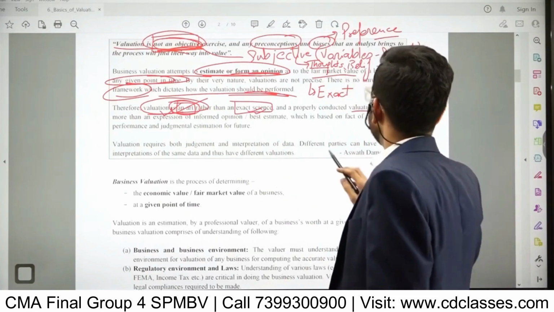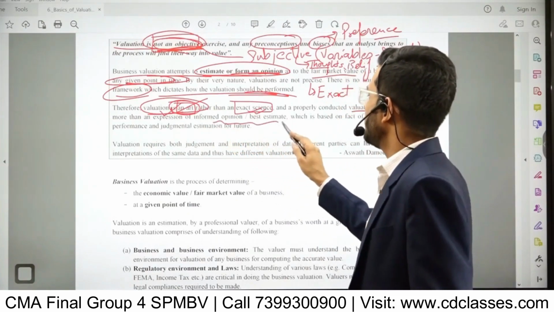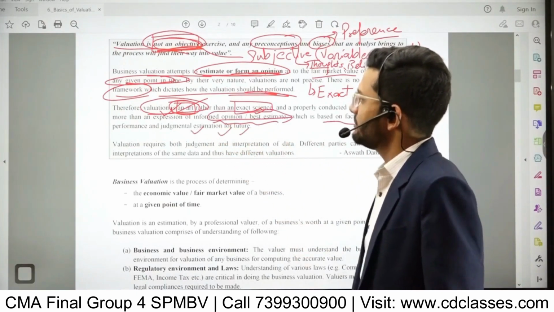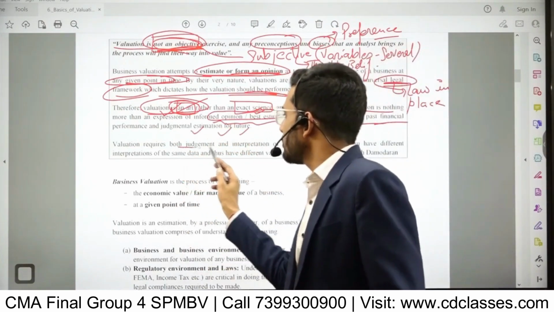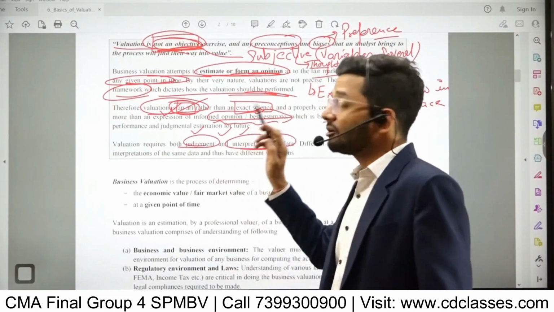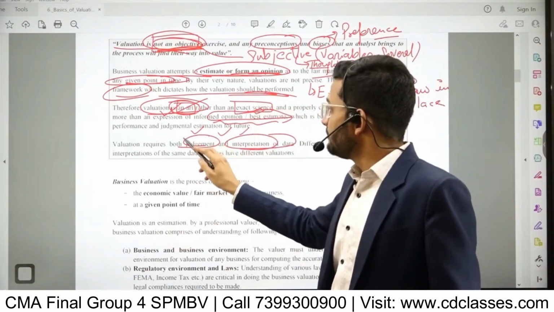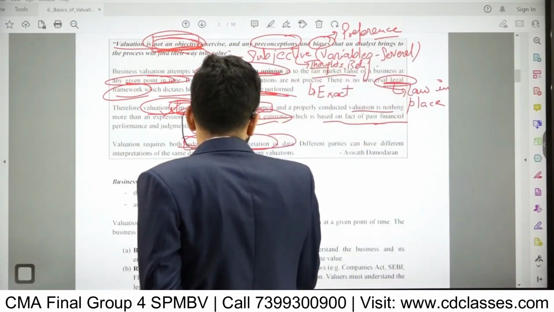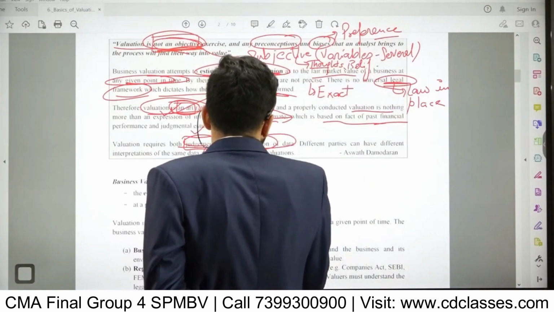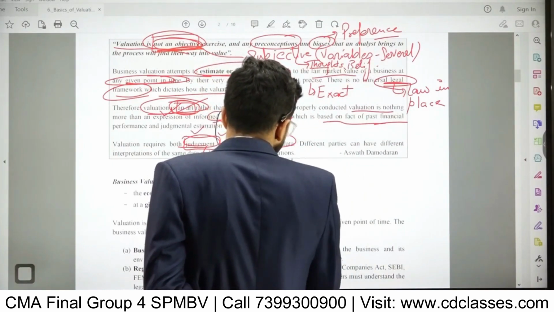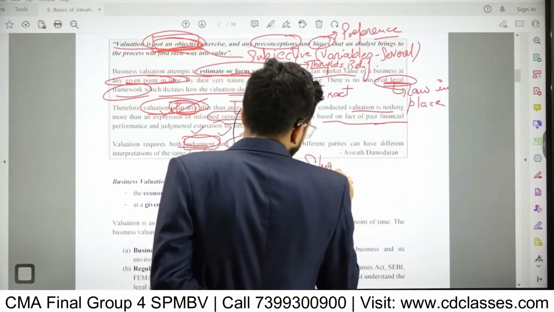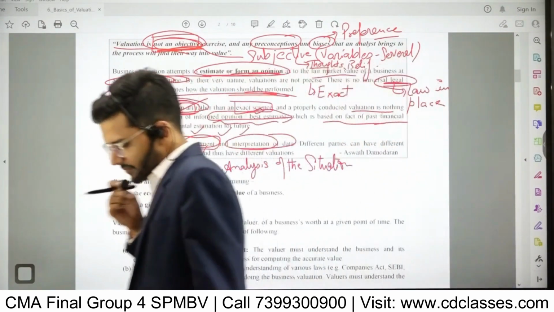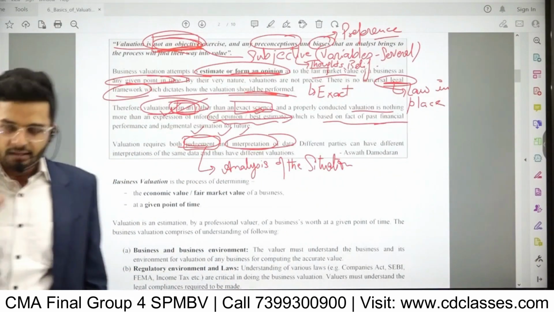And a properly conducted valuation is nothing more than expression of informed opinion and best estimate, which is based on fact of past financial performance and judgmental estimation for future. Valuation requires both judgment and interpretation of data. Now, two important things which valuation will require is judgment. Judgment means your analysis of the situation. What is the situation? Your analysis and your estimates, that is judgment.